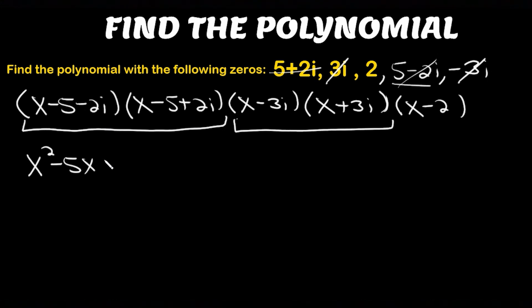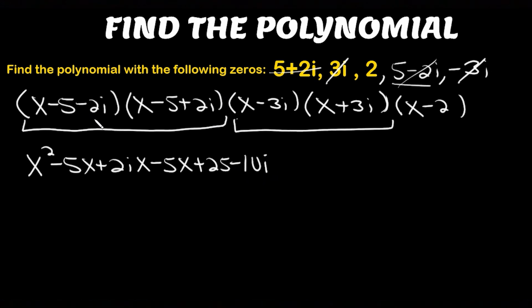X times a positive 2i, I get plus 2ix. Okay? Now I go into my next term, which is going to be negative 5, and I distribute again. So I'm going to do negative 5 times x, negative 5x. Negative 5 times a negative 5, plus 25. Negative 5 times a 2i, I get negative 10i. And now I move on to my last term.